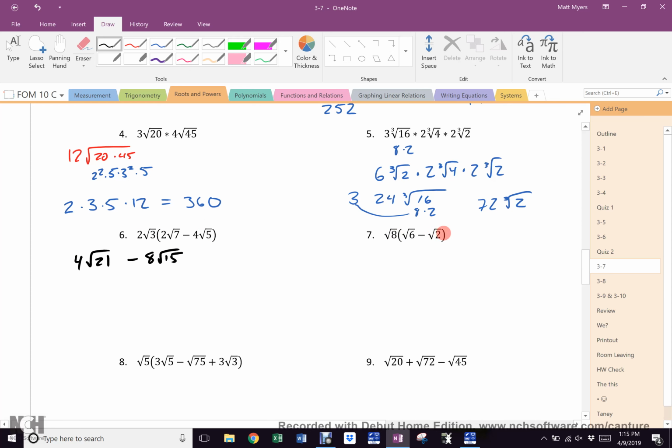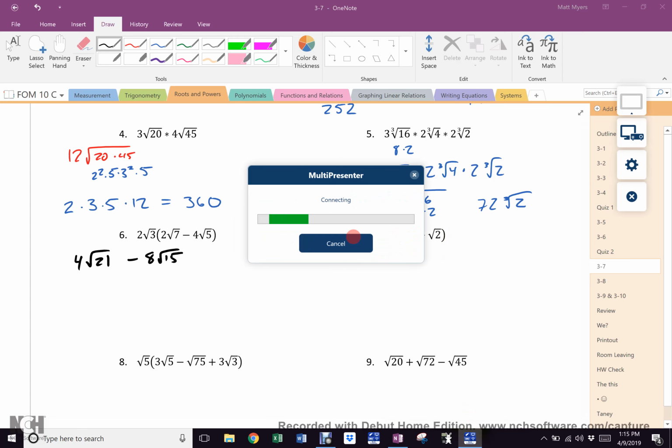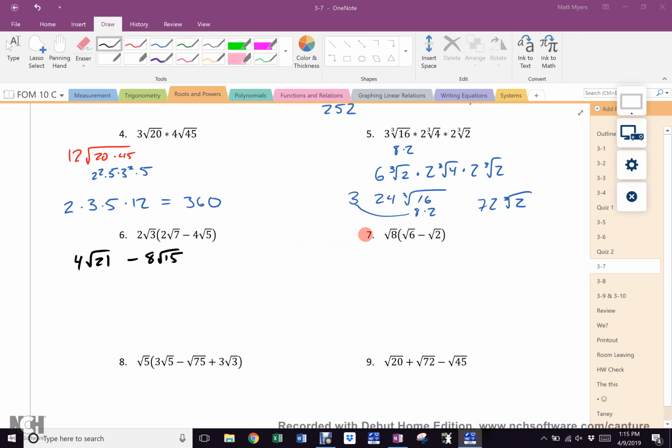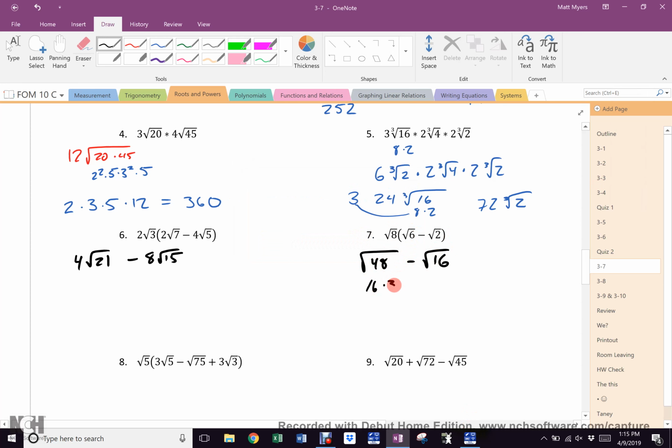This is, I know it's blue, root 48 minus root 16. Then you simplify. That is 16 times 3, and that is 4. Out comes a 4, and you get 4 root 3 minus 4. And then you're done, because you cannot put them together, because this guy has no radical.